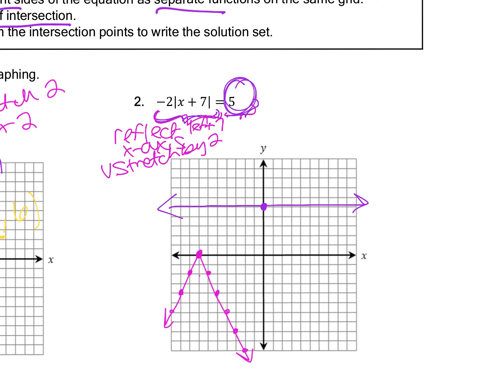That's a constant graph. All right, so remember, when we're solving these, we're trying to find the point of intersection. Notice there is not a point of intersection, which means there's no solution here. You can use the symbol.